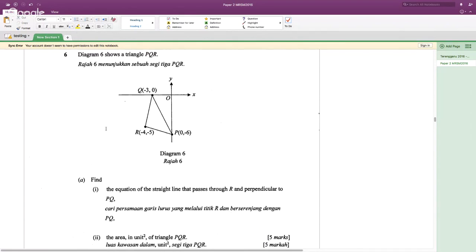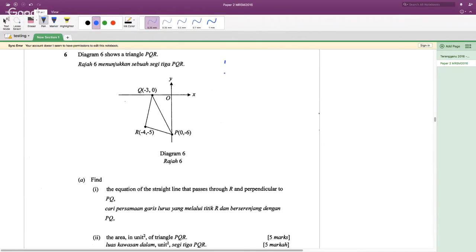So in order to find the line perpendicular to PQ, we have to find the gradient of PQ first. Since we have P and Q, I'm going to use the gradient formula: 0 minus negative 6 over negative 3 minus 0. So basically, I will get negative 2. Since it's perpendicular, I will do M1 times M2 equals negative 1. So my second gradient is 1 over 2.